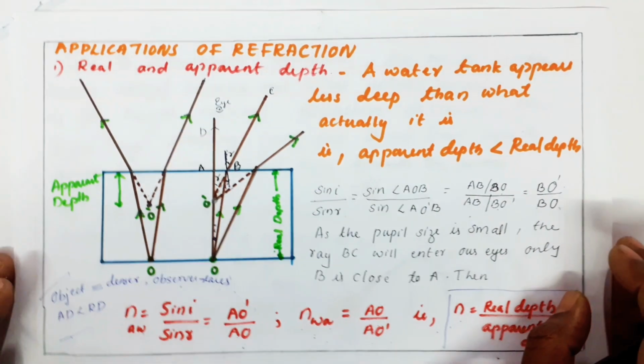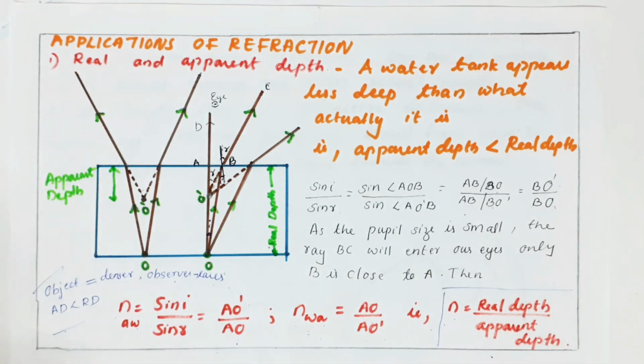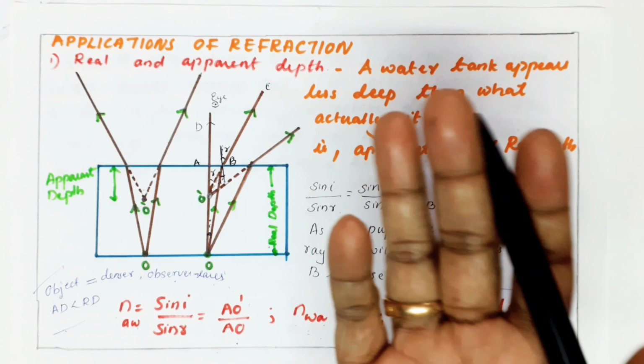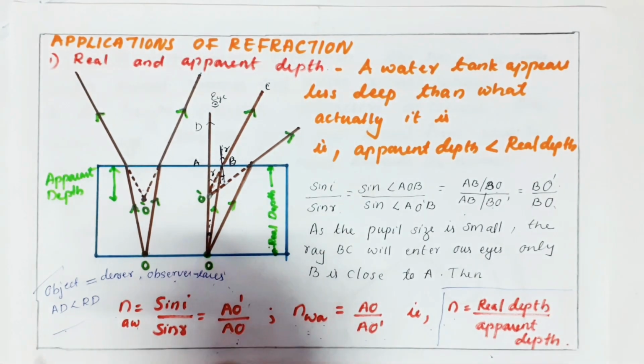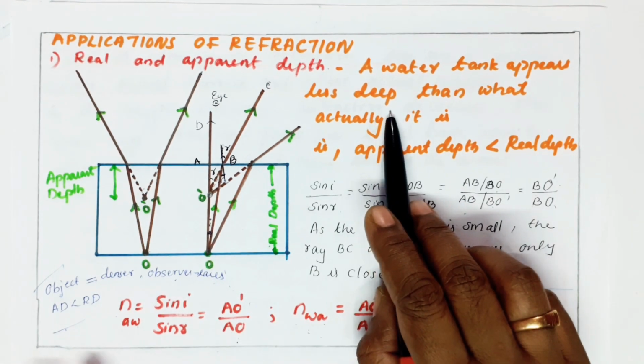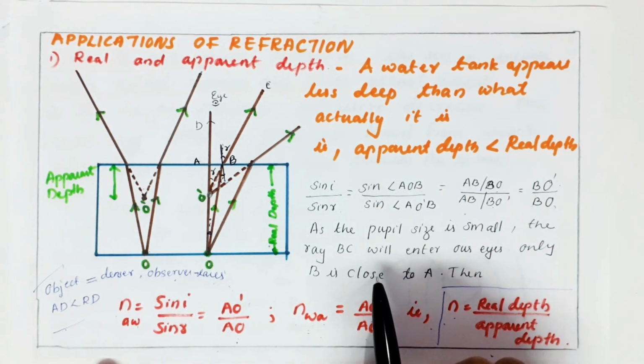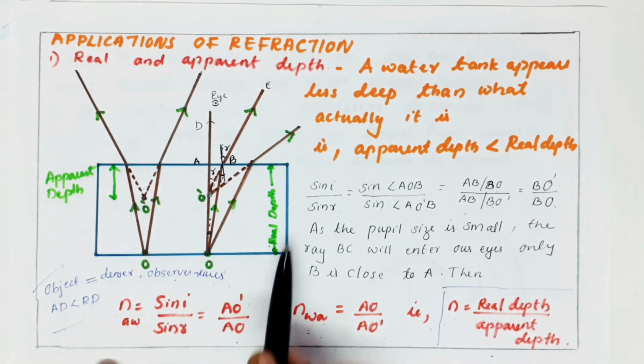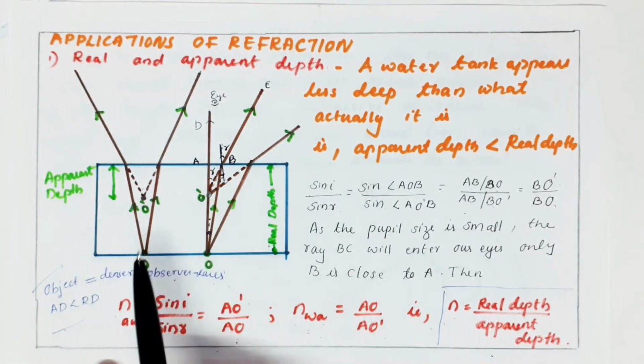Next, I am going for the applications of refraction. The first important application is, you have observed many times that a coin appears to be raised if we place the coin inside a beaker containing water, or a water tank appears less deep than what it actually is. So I'm just taking an example. You assume it's like a beaker or a tank. Here I'm keeping a coin, an object I placed.